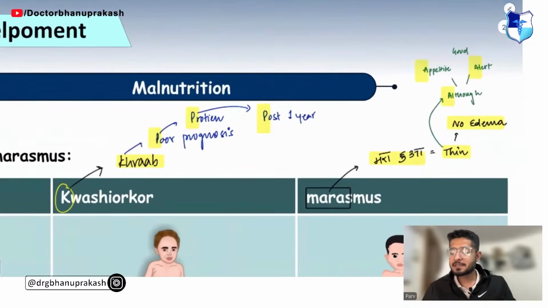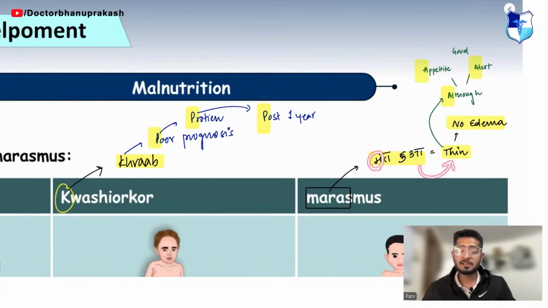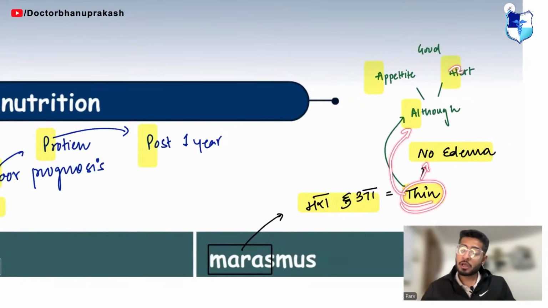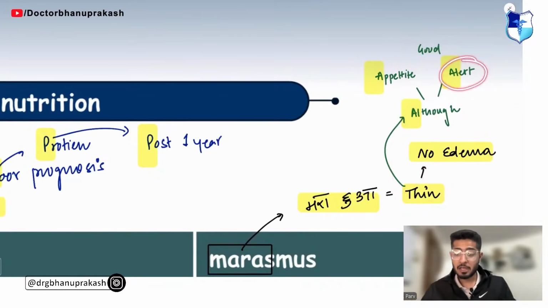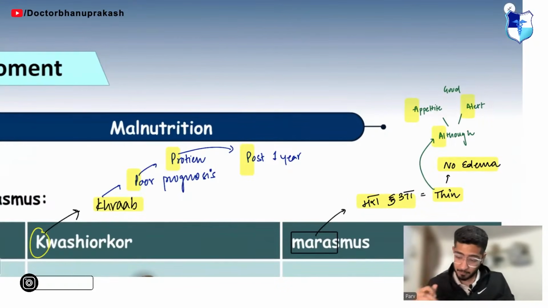Whereas marasmus, in Hindi we call it mara hua. So remember mara hua, marasmus, that the child is going to be thin. That means there is going to be no edema. Although the child is thin, there is no edema. A for alert and appetite. The child is going to be alert. The appetite is also going to be good, but the child is not motu, the child is not fat. There is no edema. The child is going to be thin. So this is how you can remember that there is going to be no edema.